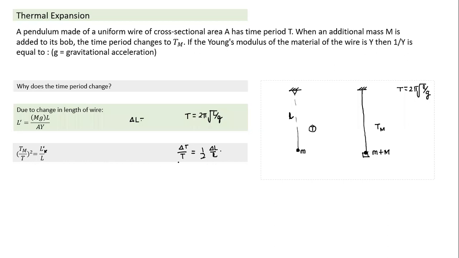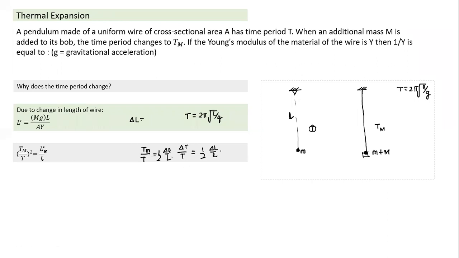Okay, so in this case, what is delta T? Delta T is my Tm here. So delta T is Tm and the original time period is T. That will be equal to 1 by 2 delta L by L. And yes, Vignesh?